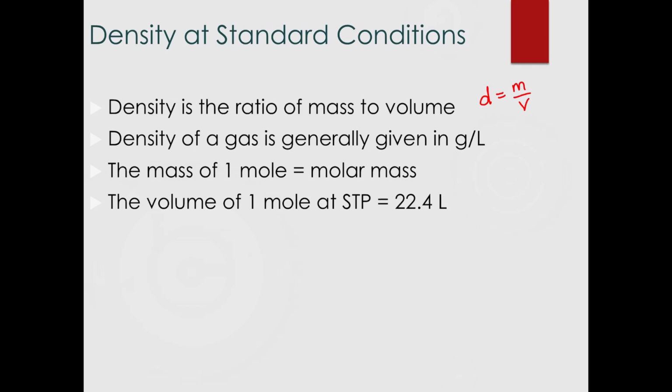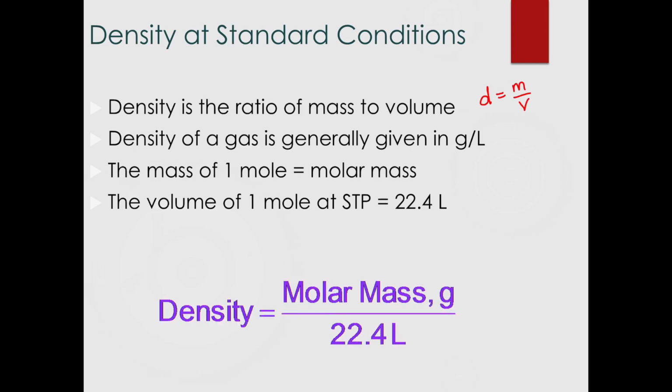By using information like the mass of 1 mole is equal to the molar mass, and the volume of 1 mole at STP is 22.4 liters, we can actually get a new equation: the density is equal to the molar mass in grams over 22.4 liters. Normally we would use the molar mass in grams per mole and our molar volume in liters per mole, and those mole units will cancel out when we divide them, and we will get grams per liter.